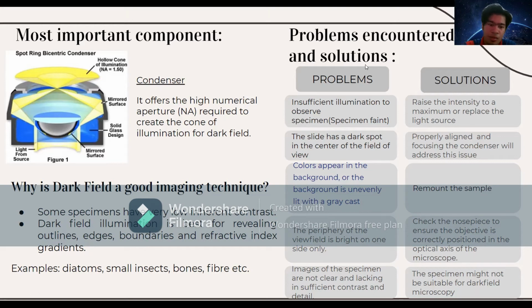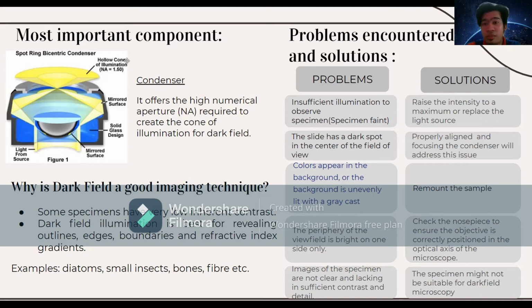Non-biological specimens include minerals and chemical crystals, colloidal particles, dust, crown specimens, and thin sections of polymer that also can be seen in the dark field microscope. Okay, but any microscope also has problems that we should encounter, and we also have a solution for it.